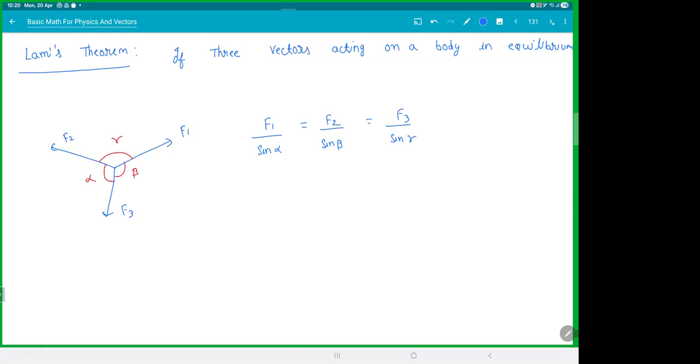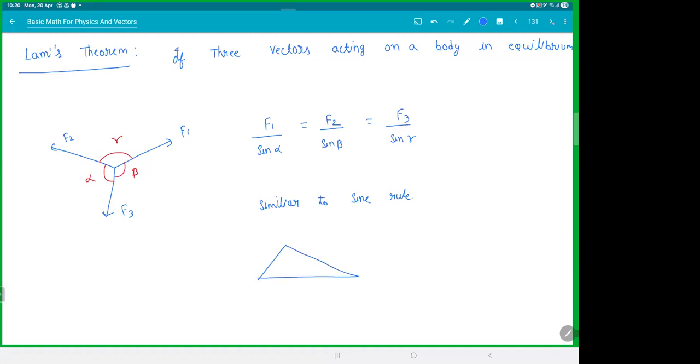Did you guys see this somewhere? This is called a sine rule. So your parallelogram law is like the cosine rule. Your Lami's theorem is like your sine rule. So there is nothing big deal about this. Just remember, there is something called Lami's theorem. So if you hear this somewhere, don't get scared. It is nothing. It is the sine rule.